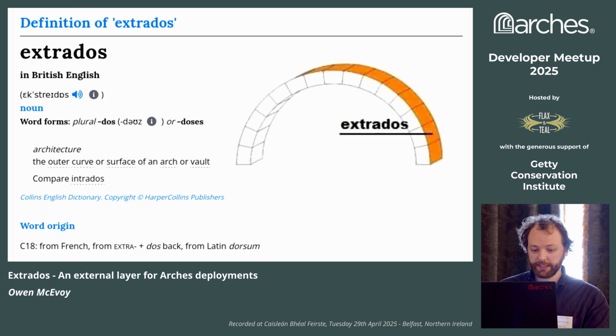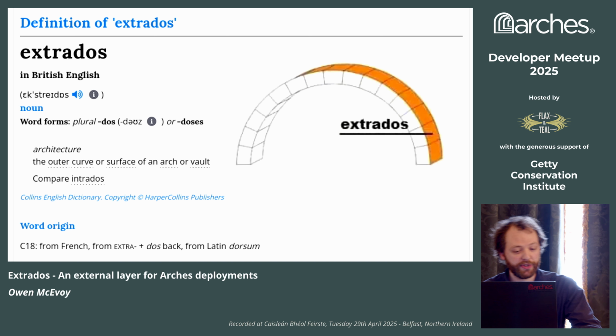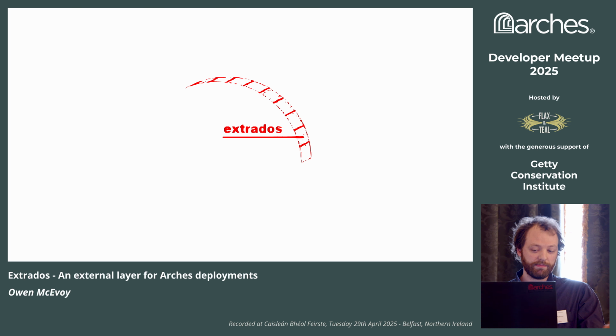So in architecture, Extrados is the name for the outer curve or the surface of an arch. So you could say it's the outside of an arch. In heritage asset management, Extrados is how you use Arches when you're outside.